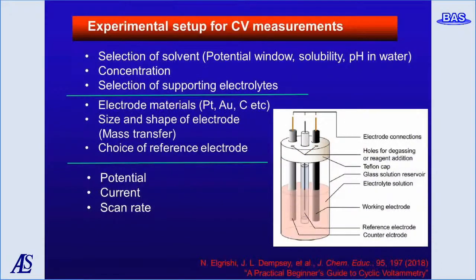Here is the experimental setup for cyclic voltammogram measurements. To perform a CV measurement, the solvent, substrate concentration, and supporting electrolyte must be selected carefully, depending on the target analyte. Also, the electrode materials, the electrode size of the working electrode, which defines the mass transfer of the analyte to the electrode surface, and the reference electrode. The choice is dependent on the experimental conditions and on the analyte.